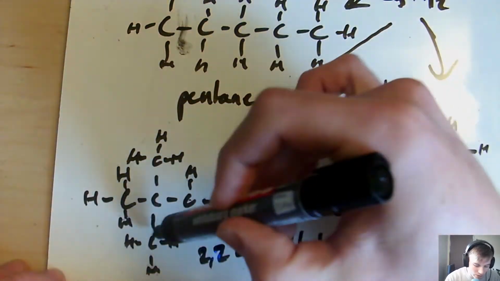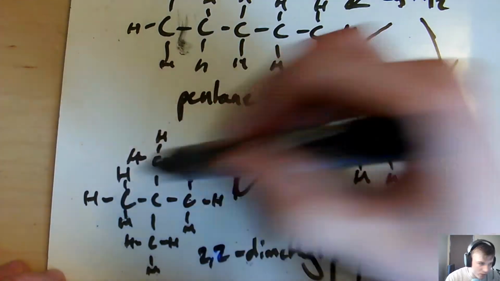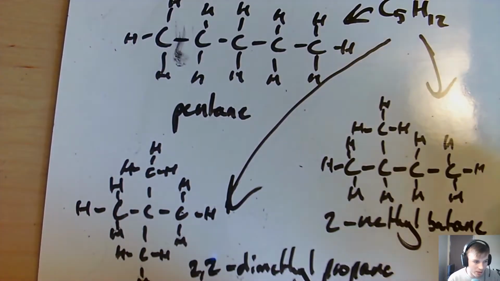It's still 1, 2, 3, 4, 5. 1, 2, 3, 4, 5, 6, 7, 8, 9, 10, 11, 12. Okay, still has 12 carbons. So these are all isomers.